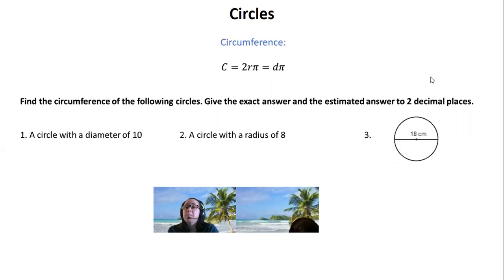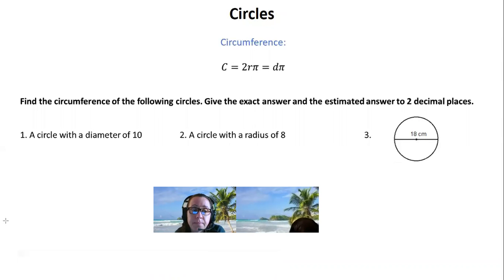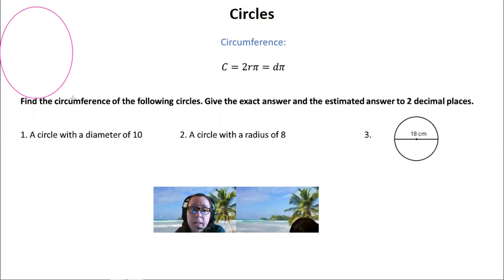Boom. Okay. But anyway, what does circumference mean? So if we have a circle, where's my mouse? There it is. So we have a circle. We want a more circular circle. And in this circle, they're telling me the circle has a diameter of 10. What's the diameter?